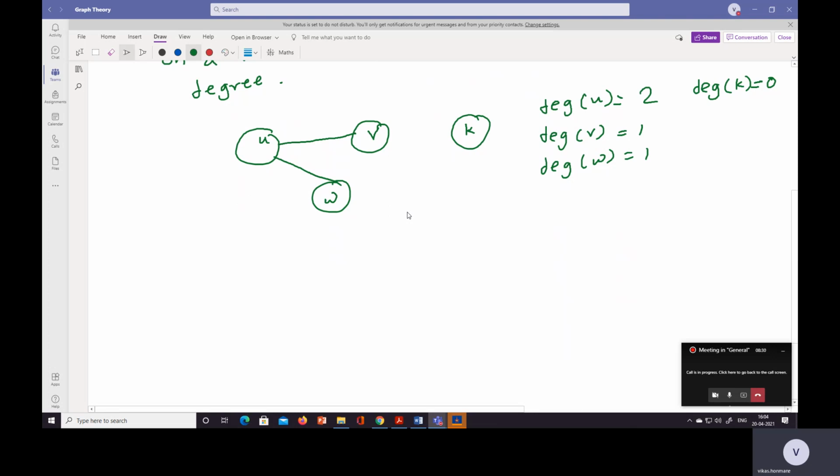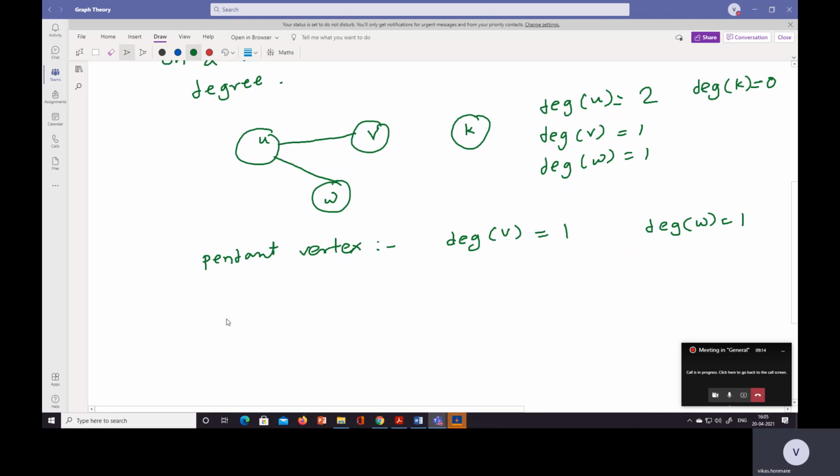Now we have different concepts like pendant vertex, different terminology. Pendant vertex: when the degree of any vertex is equal to 1, then it is called a pendant vertex. Here two vertices are pendant, V and W. In this example graph, we have two vertices having degree 1, so they are called pendant vertices.